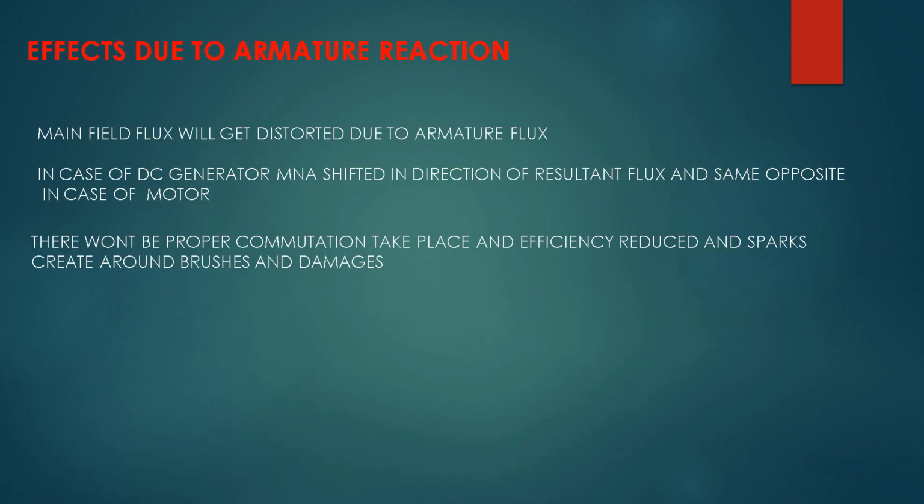In case of a DC generator, the magnetic neutral axis is shifted in the direction of the resultant flux, and the opposite in case of a motor, and proper commutation won't take place. As you know, the magnetic neutral axis has been shifted, so due to that the commutation can't take place properly and efficiency will be reduced.